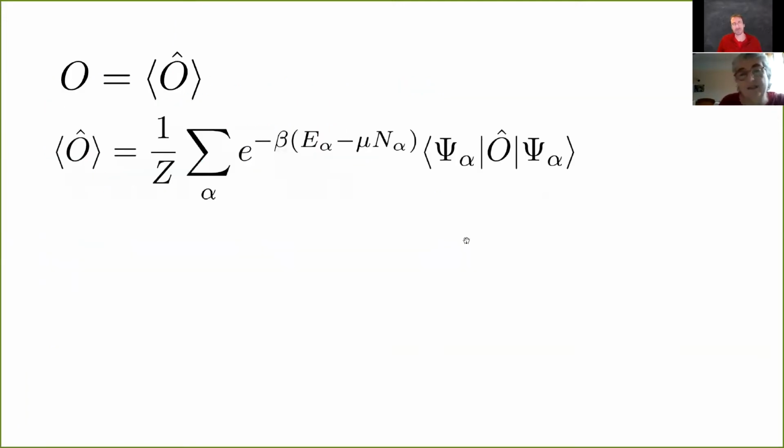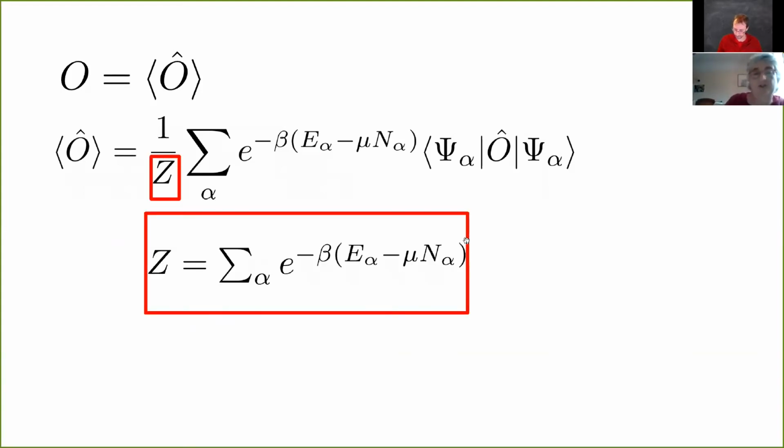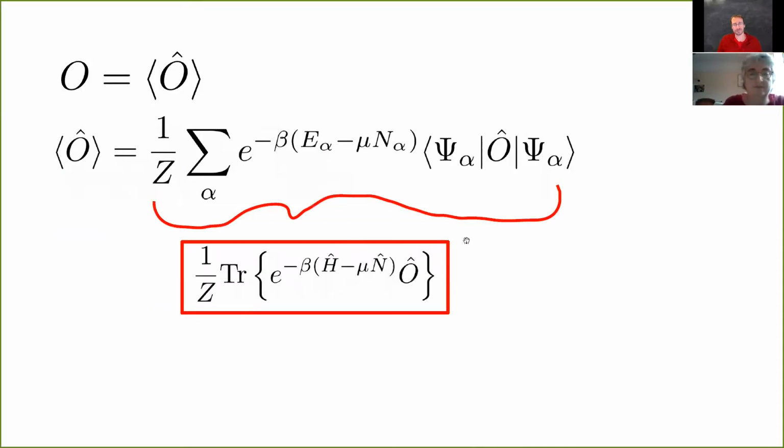It's easier to see that if we go beyond zero temperature. So we go to a grand canonical ensemble here, and we have temperature in the prefactor beta, and we have the chemical potential with particle number. And that is the partition function. So we have the statistical weights, and we use these weights to calculate a weighted average over expectation values.